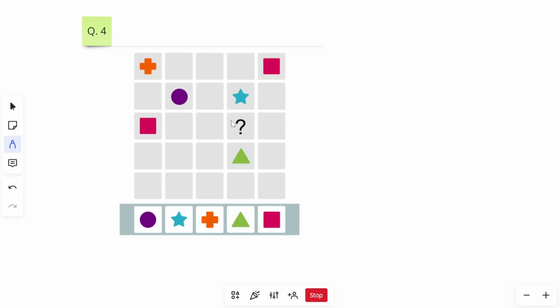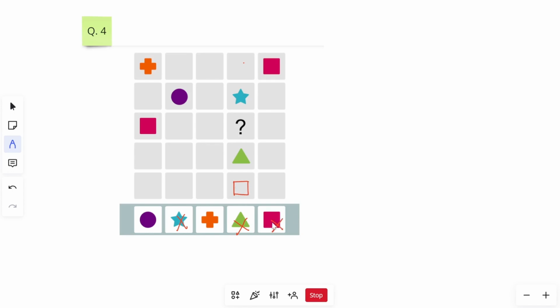Let's see. Obviously star and triangle cannot come because star and triangle are already coming in this row. So we can eliminate these two options, right? Now we are left with three signs, which is circle, plus and square. Square cannot come in this place because square is already there in this row. And also if you see, we are only left with two empty boxes in this column. So square cannot come here also because square is there in the first row also. So the only place for square that is left is this one.